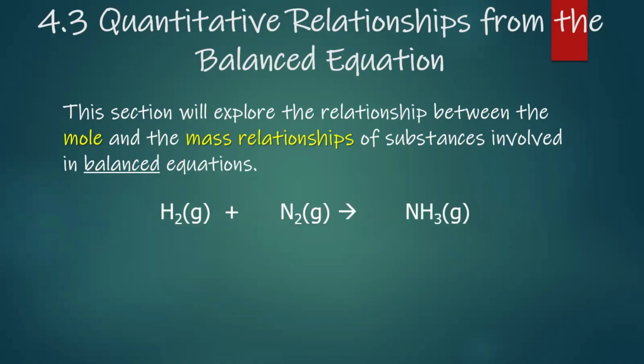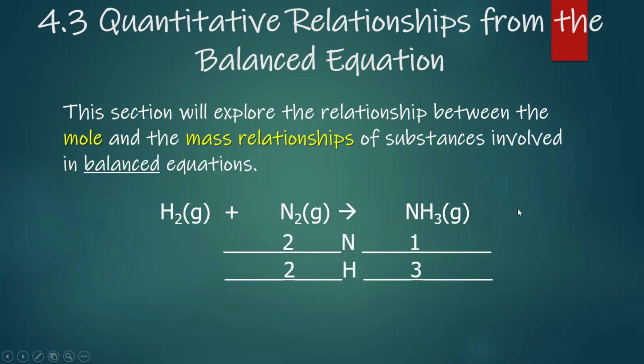So in this equation, we can see it is not balanced. Right away, there's 2 hydrogens and 3 hydrogens. So let's tally the elements. There's 2 nitrogens and 2 hydrogens on the reactant side, but there's 1 nitrogen and 3 hydrogens on the product side.